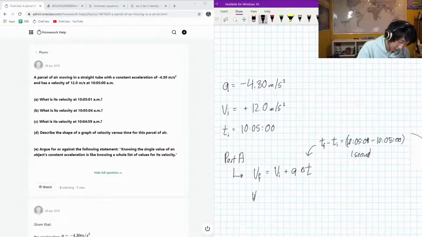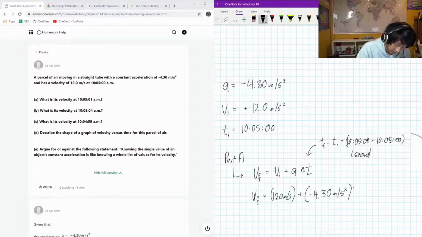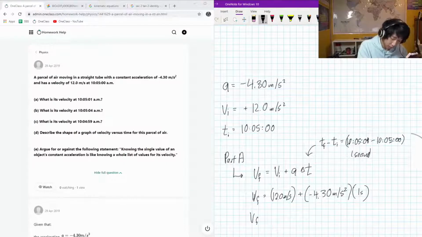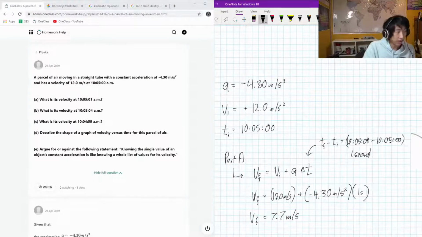Okay, so if we sub in our numbers, our final velocity is going to be our initial velocity, 12.0 meters per second. Now we're going to add a negative number to it. That's nothing to worry about. That just means we're decelerating, kind of like when you pump your brakes on your car, that's a negative acceleration. Multiply by the time, 1 second. So that's quick math. VF is just going to be 12 minus 4.3, and that is 7.7 meters per second under that type of deceleration. And it's constant, so we're always going to have that.